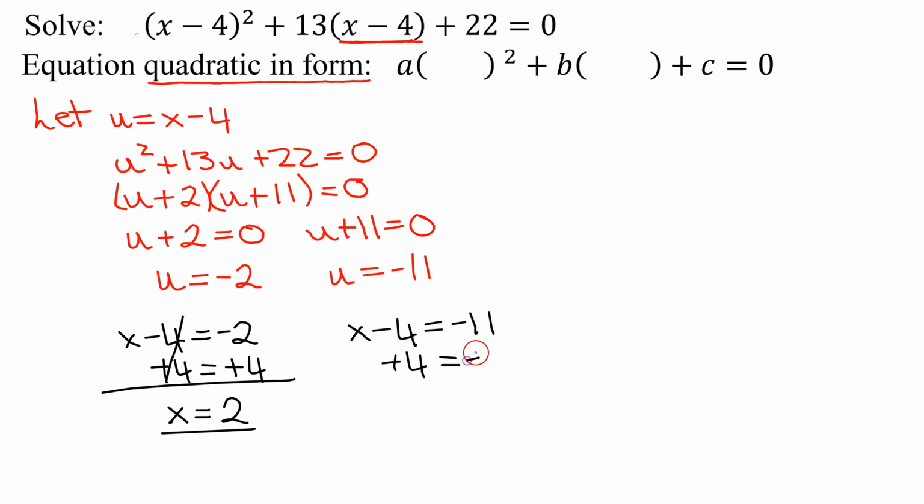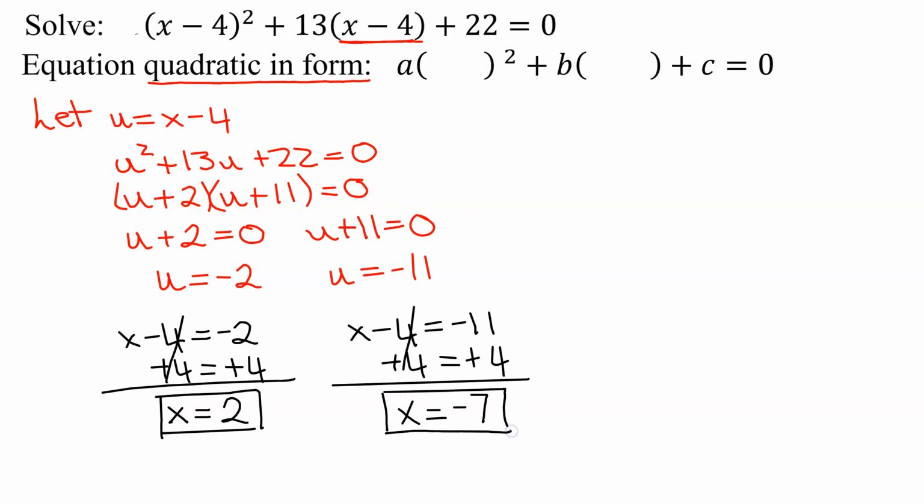Add 4 to both sides. We get x equals negative 11 plus 4 is negative 7. So our two solutions to this equation are x equals 2 and x equals negative 7.